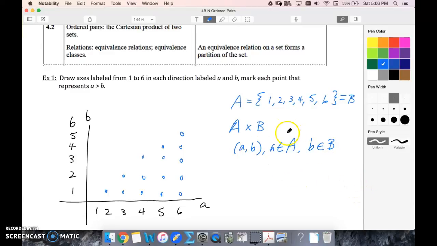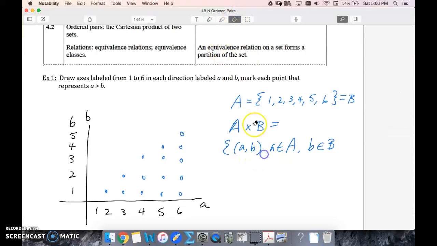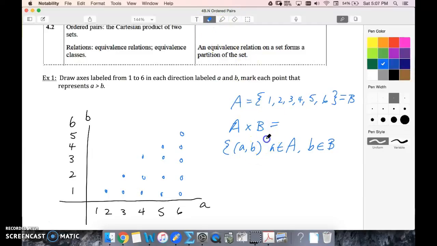To write this out fully in set builder notation, we would say A cross B is equal to all those points (a, b) such that a is an element of A, b is an element of B. So the Cartesian product is going to represent all the points over here. So we're going to have all 36 points.